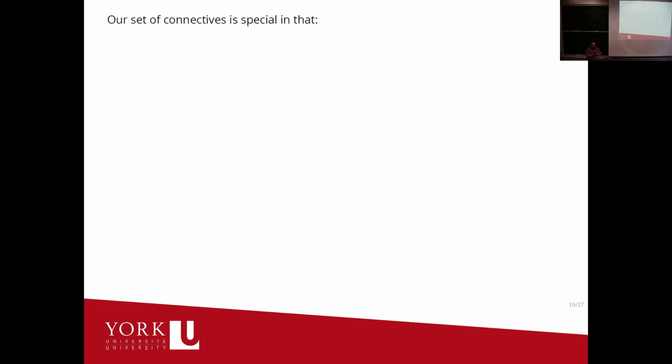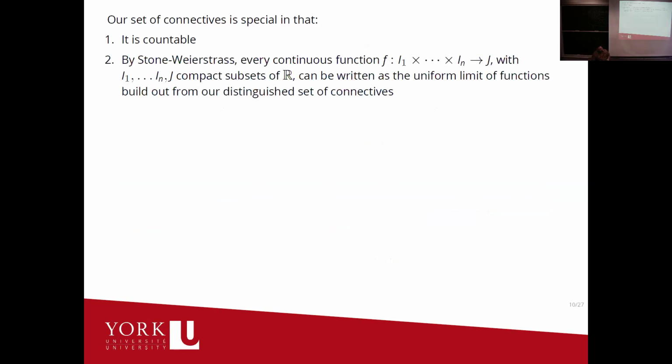Okay, let me talk about connectives. If you've seen continuous logic before, some authors add all continuous functions. Why do I want my set of connectives to be countable? Okay, that's cool. But the real reason is the third one. The second thing I want to convince you of is that I don't lose any expressive power. By Stone-Weierstrass, really the lattice version of Stone-Weierstrass, if I have a function from some product of compact intervals into a compact interval, it is the uniform limit of the connectives I've just made. So if you want any connective that you could think of, you can write it as a uniform limit.